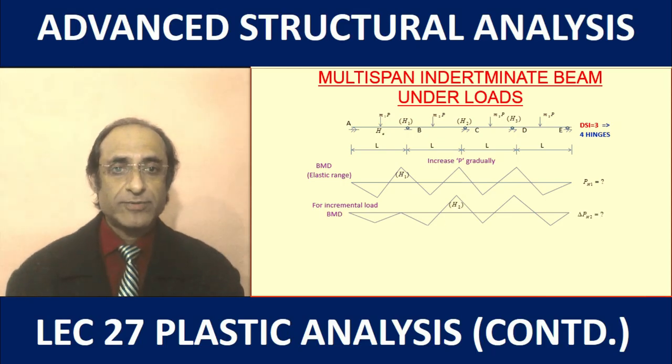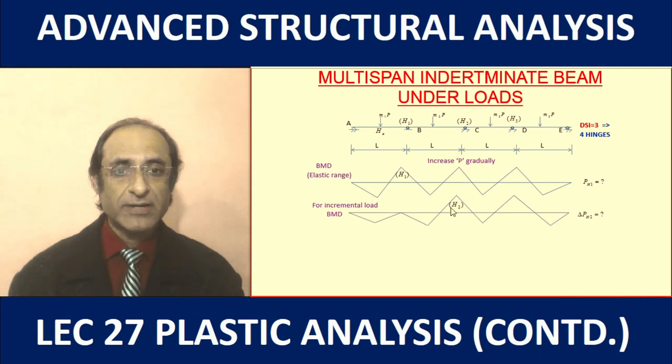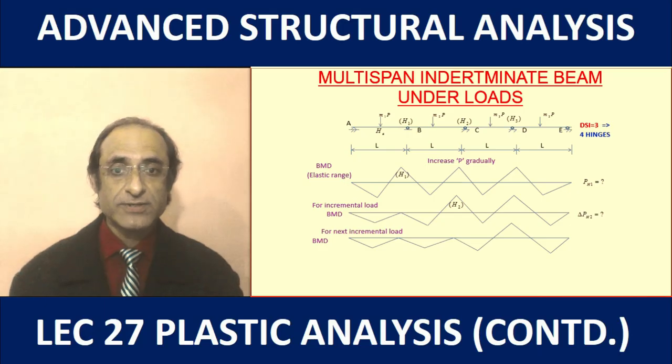All we have to do is equate the sum of the bending moment for the incremental case and for the original case at this point equal to MP, and this will give us the value of the incremental load for the formation of the second hinge. After this, when we increase the load further, we already have two plastic hinges. So for the further incremental load, the bending moment diagram will be like this. At the locations of these two hinges H1 and H2, the bending moment will not increase further.